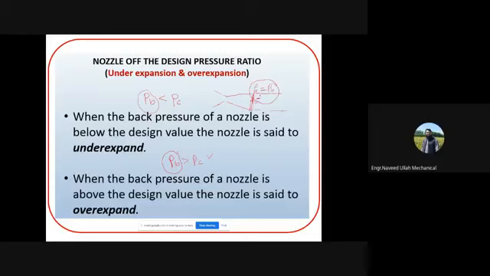The under expanded or over expanded case is different. When the back pressure is less than the critical pressure, the design pressure value, we have under expanded cases, and if the back pressure is greater than the critical pressure value, we have over expanded cases. We can look at the next slide, where we will explain this more.